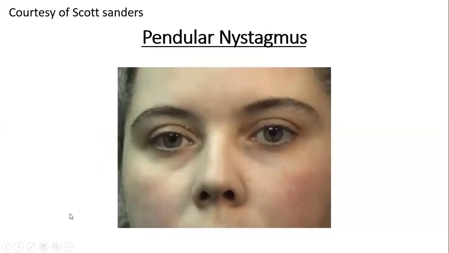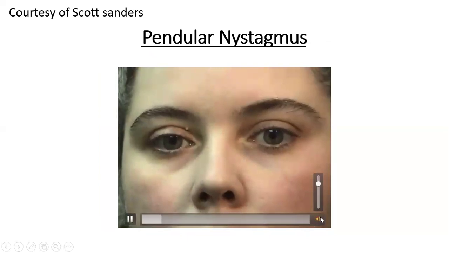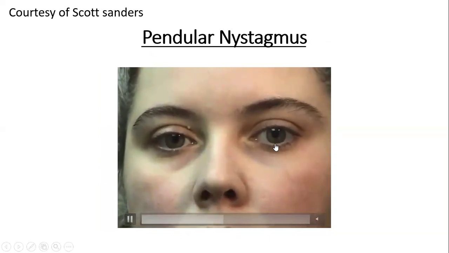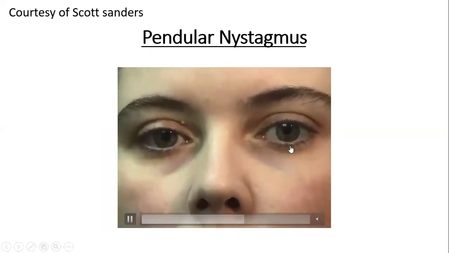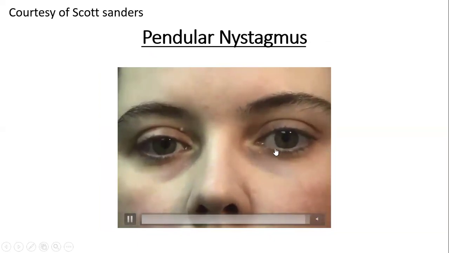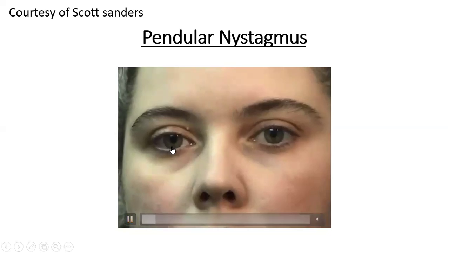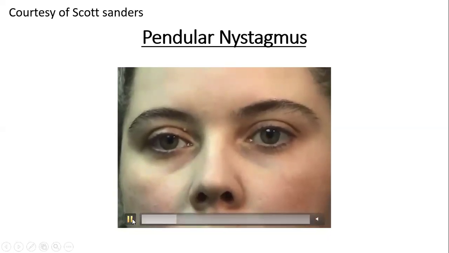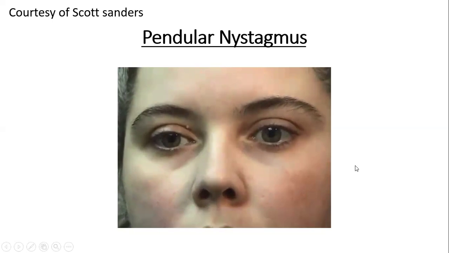That is pendular nystagmus. So you can see the movement in both directions with equal speed. Okay, the amplitude is equal. So that is not jerk nystagmus, that is more of pendular nystagmus. Pendular, you can have slow pendular and like this faster one.